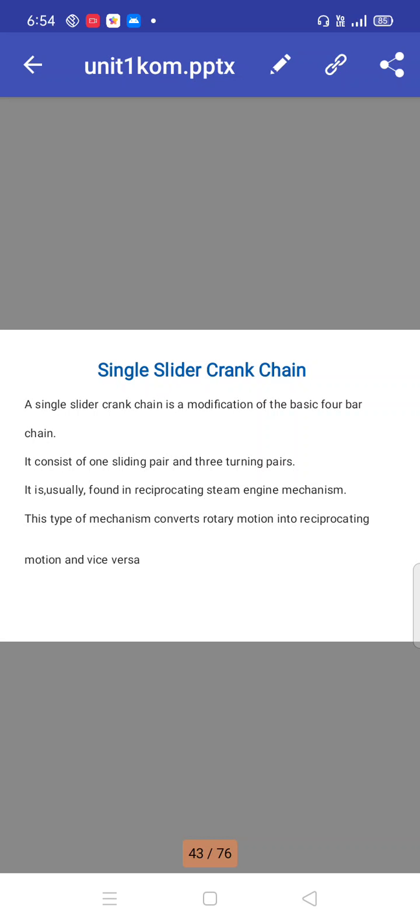Single slider crank chain. A single slider crank chain is a modification of basic 4-bar chain. It consists of one sliding pair and three turning pairs. It is usually found in reciprocating steam engine mechanism. This type of mechanism converts rotary motion into reciprocating motion and vice versa.